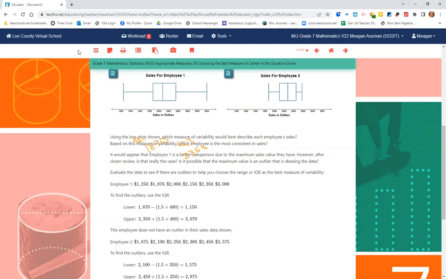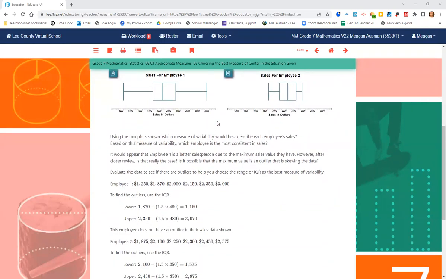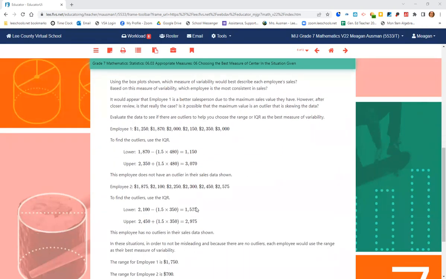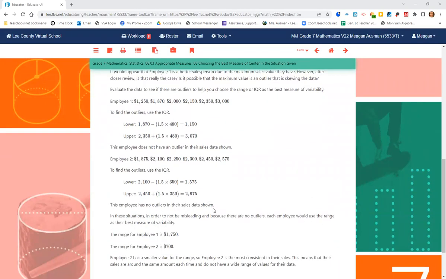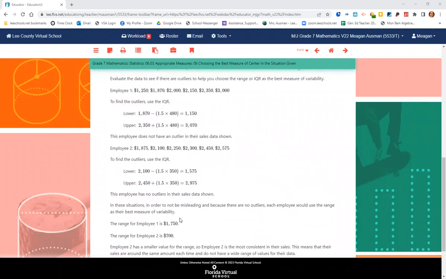Okay, so then we plug in our numbers, and any number below 1,150 is going to give us an outlier. Then we do the upper boundary, and any number above 3,070 is going to be an outlier. And if we look at our data, it was 3,000, not 3,070. So it is not an outlier. We're going to repeat it for employee two, and we can see that employee two has no outliers in their data either. The range for employee one is 1,750, and the range for employee two is 700.